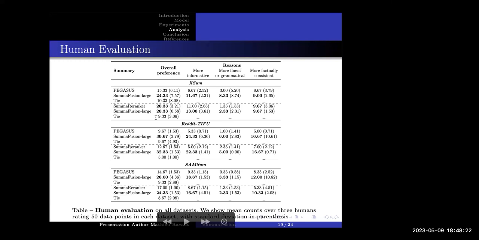And now in the second sub-block, SummaFusion also performs quite well compared to SummaReranker. On Exam it's around the same, but on Reddit it still has the upper hand compared to SummaReranker, and on Samsung as well.